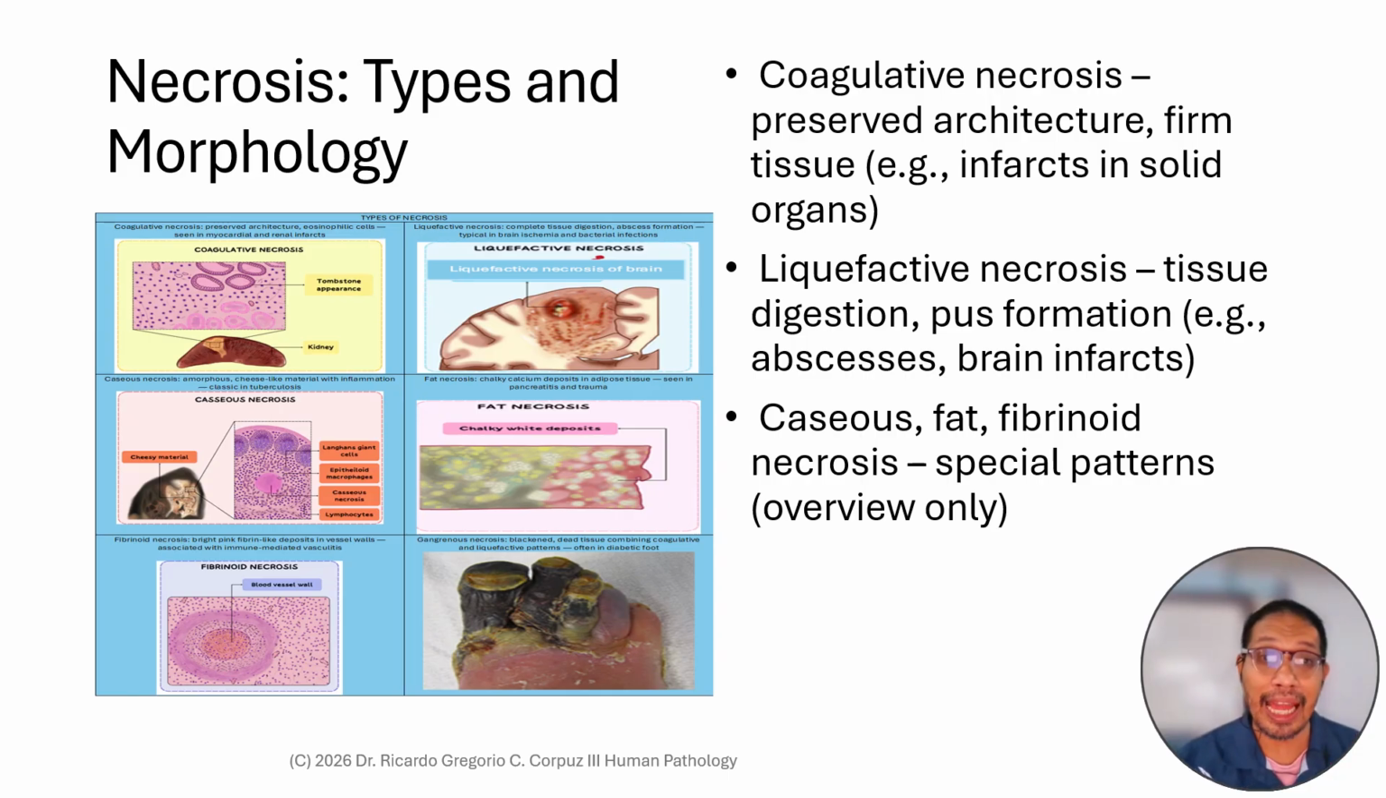Unlike other organs, the brain lacks substantial supportive stroma. So when neural and glial cells die, the tissue rapidly breaks down into a viscous fluid. And there are additional specialized forms of necrosis. You have caseous necrosis, which is seen in granulomatous infection like tuberculosis. Fat necrosis in trauma or in autodigestion of the pancreas. Fibrinoid necrosis seen in autoimmune blood vessel disease. Each with its own clinical significance.